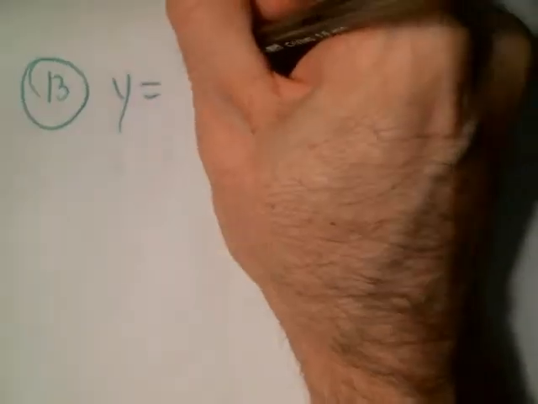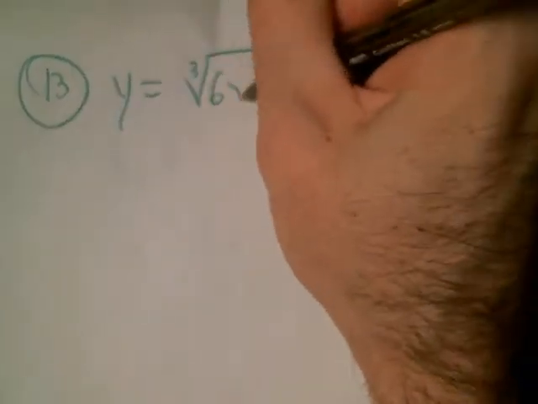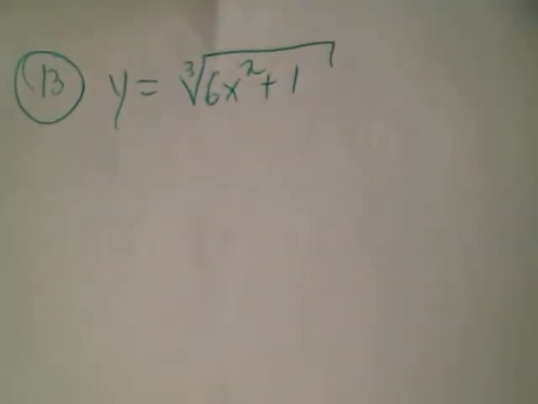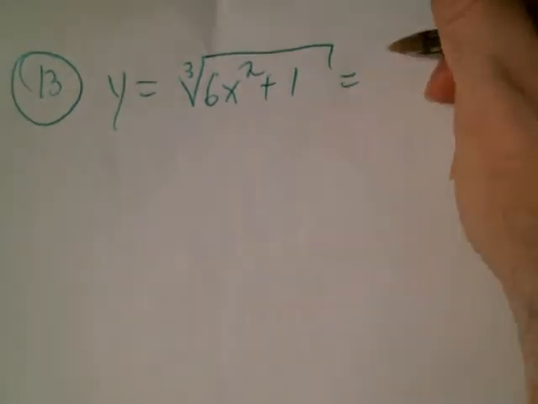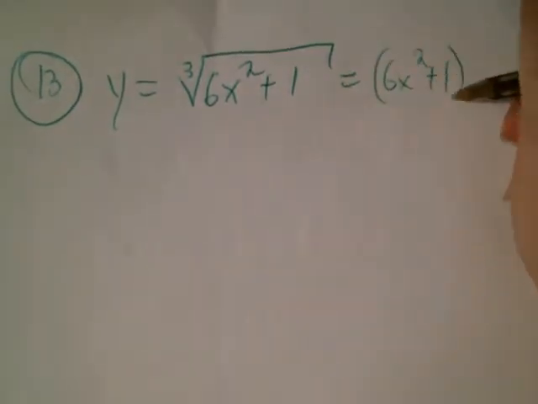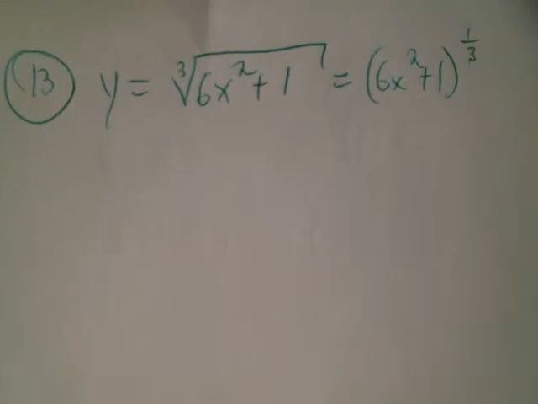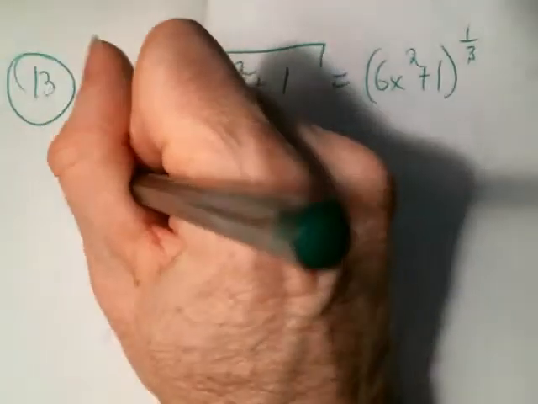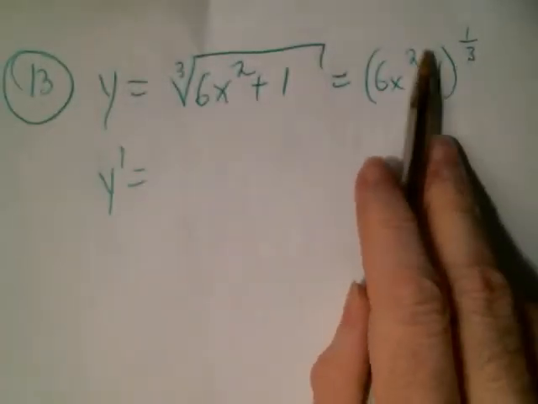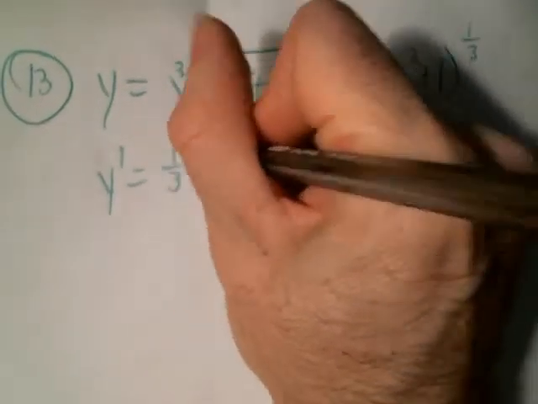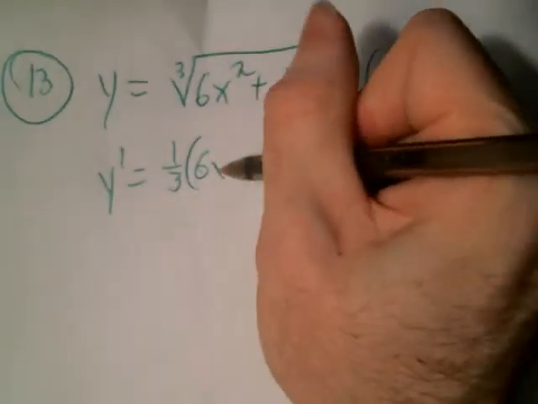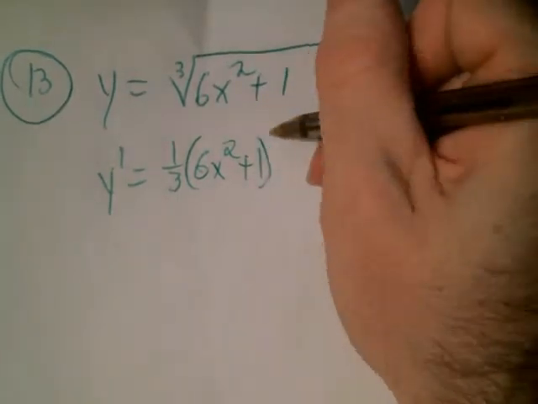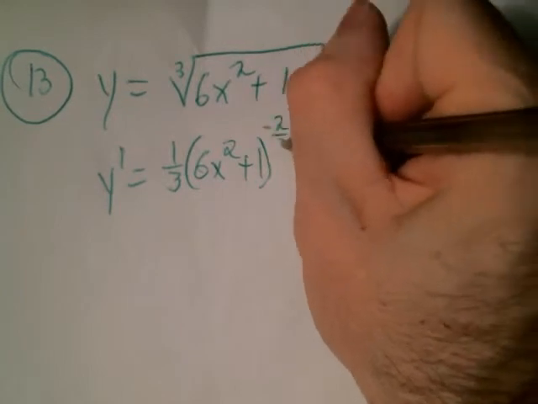Y is the cube root of 6x squared plus 1. Right, so I'm going to rewrite it as 6x squared plus 1 to the 1/3. And then this stuff is the guts part, right? So let's just cut to the chase. Let's see if we can do this. I'm going to bring down the 1/3 and then times what would have been u, but we have 6x squared plus 1, and then subtract 1 from 1/3. So 1/3 minus 3/3 is negative 2/3.